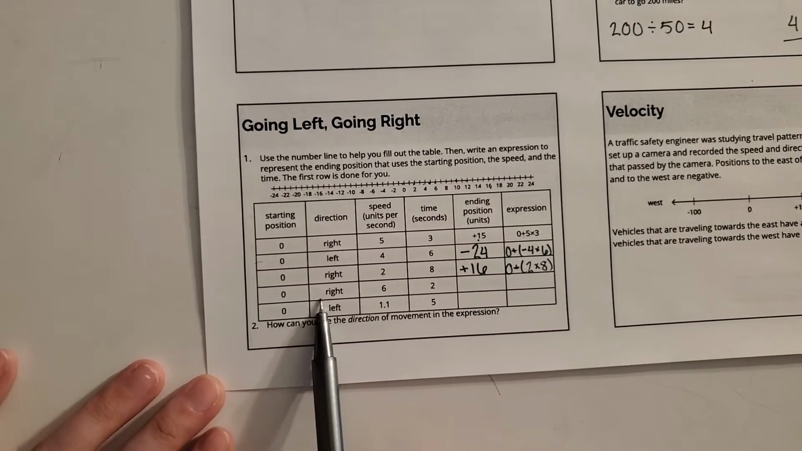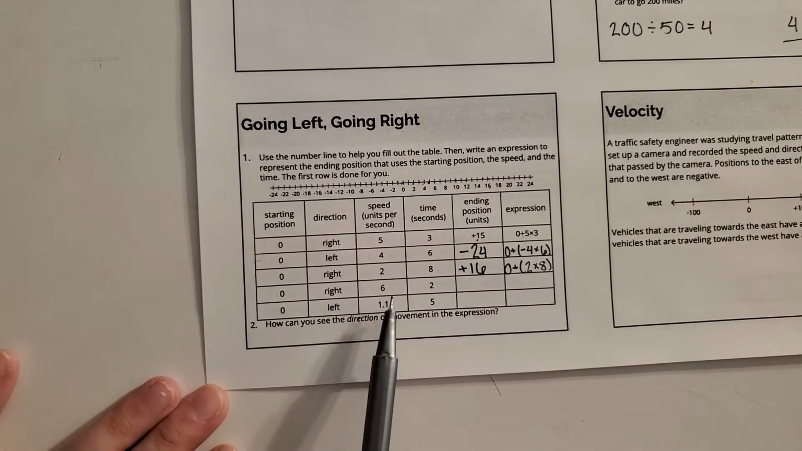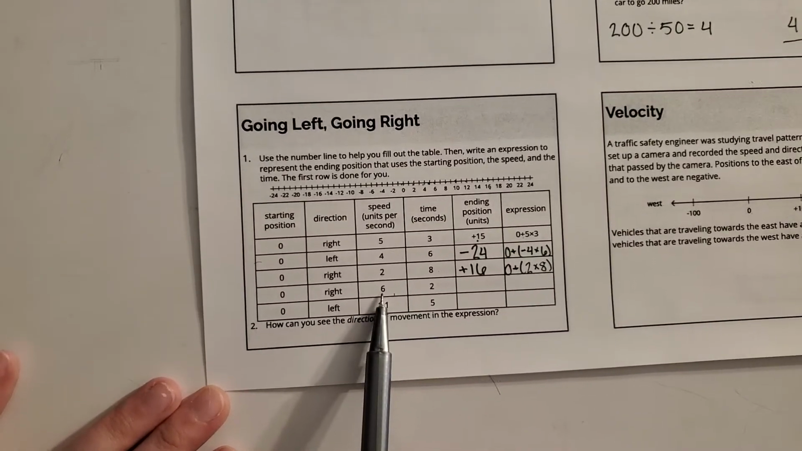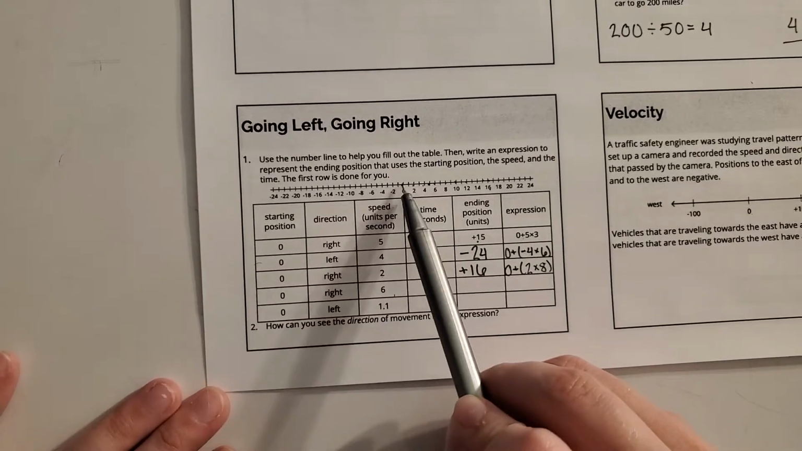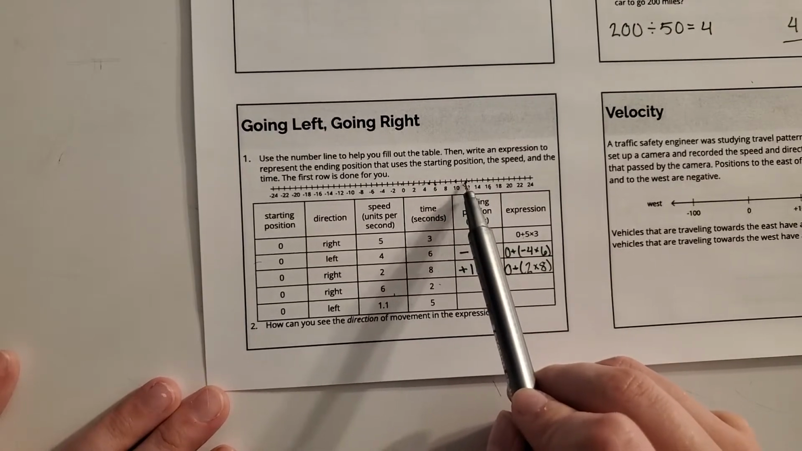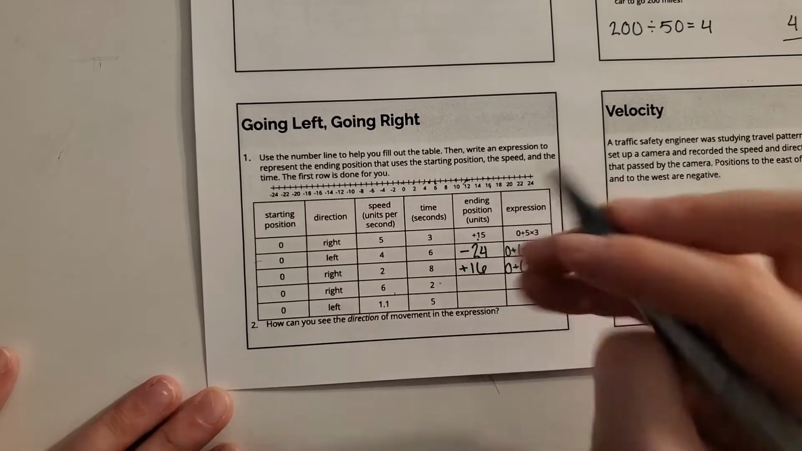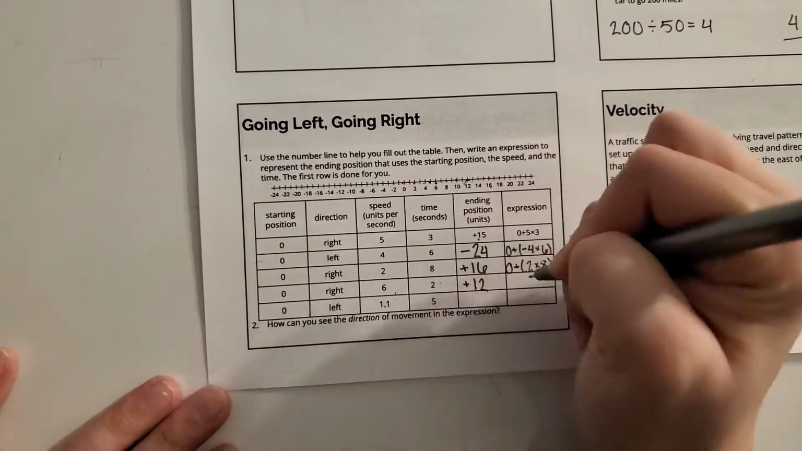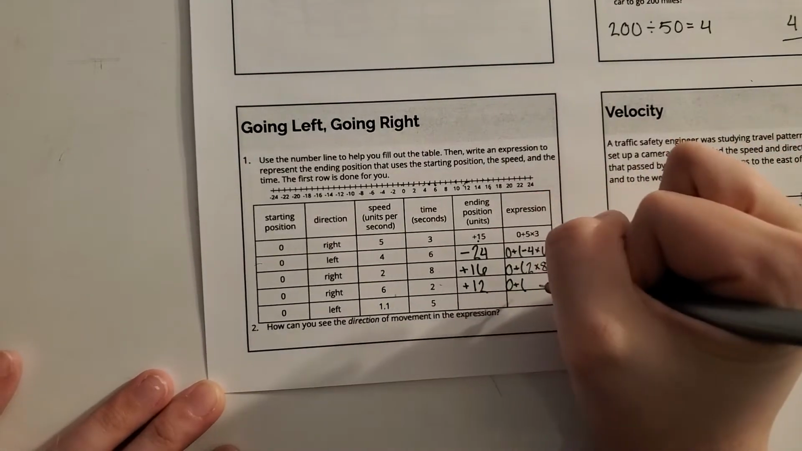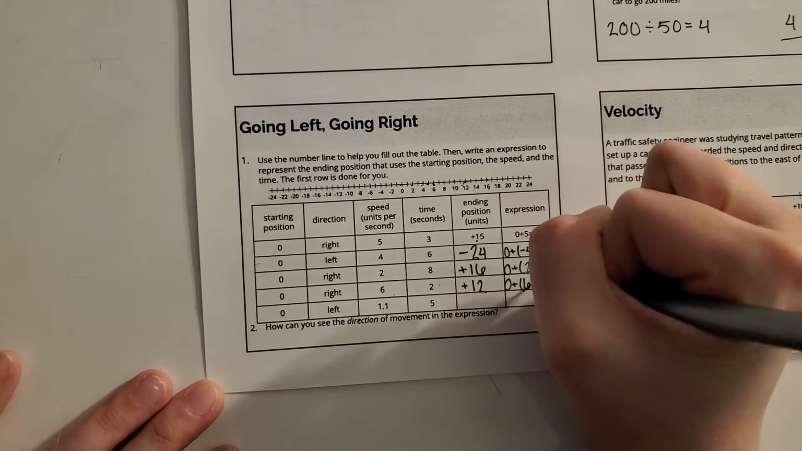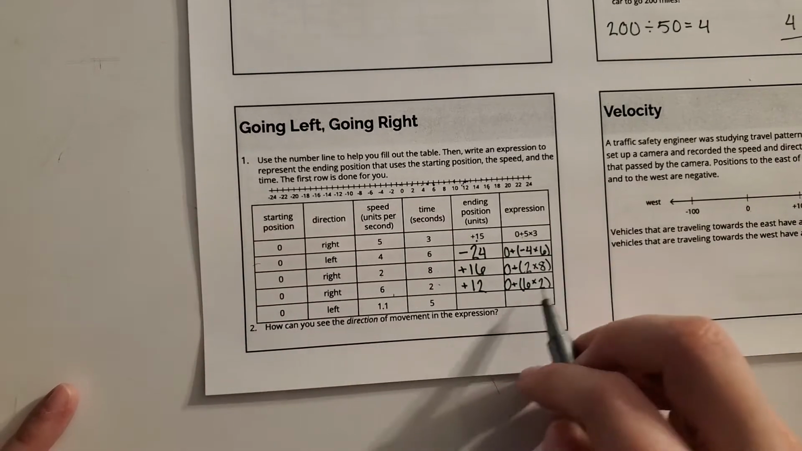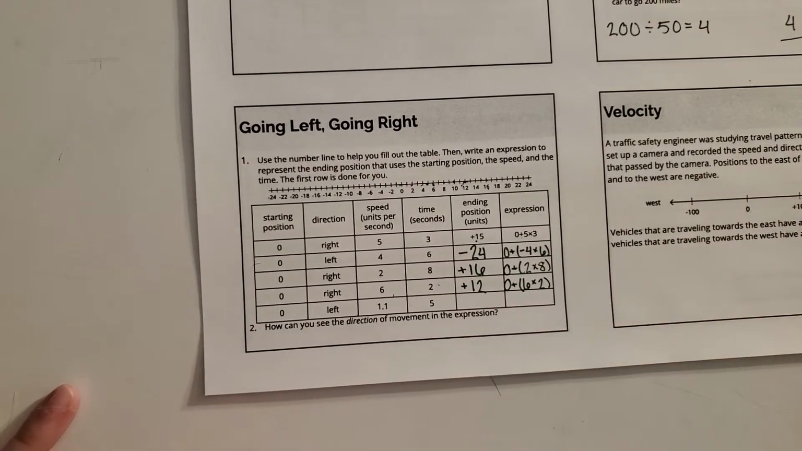So now the direction, we're still moving to the right. Starting position is still 0. This time we're moving 6 units per second for 2 seconds. So in the first second, we would move 6. Second, we would move to 12. So our ending position would be a positive 12. And for our expression, again, we start at 0. Our speed is 6, and it's going to be a positive 6 because we're moving to the right, times 2 seconds. 6 times 2 is 12, plus 0 is a positive 12.